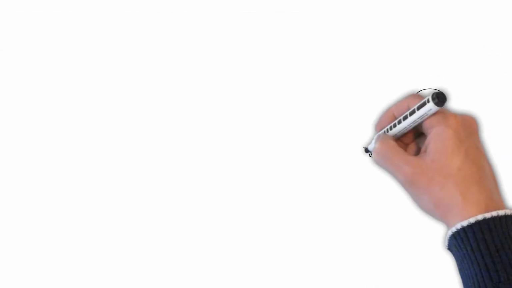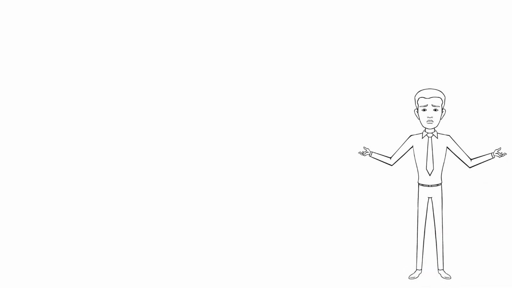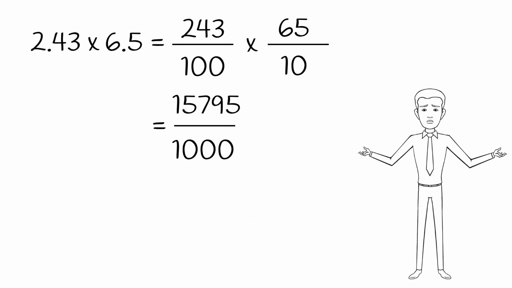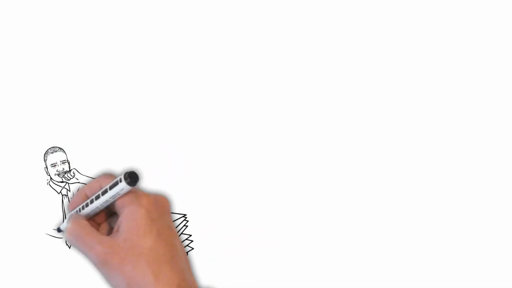In case you're wondering why we can simply put the decimal point that way, remember that the problem 2.43 times 6.5 is just the same as the fraction problem 243 over 100 times 65 over 10, which is equal to 15,795 over 1,000. And if we change this fraction to decimal, it is the same as our answer, 15.795. This means that you can do decimal multiplication just like regular multi-digit multiplication.